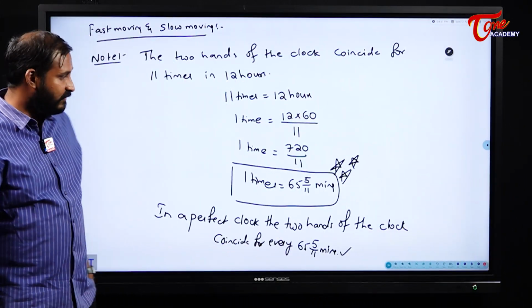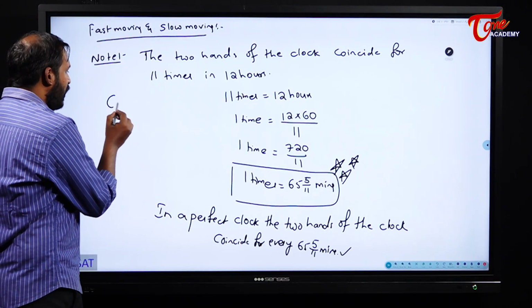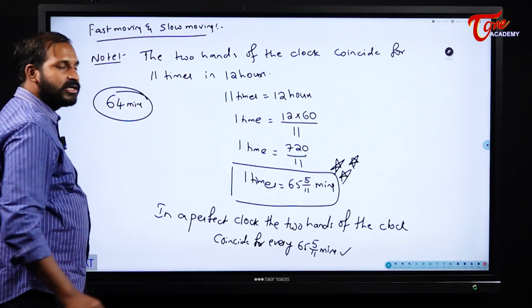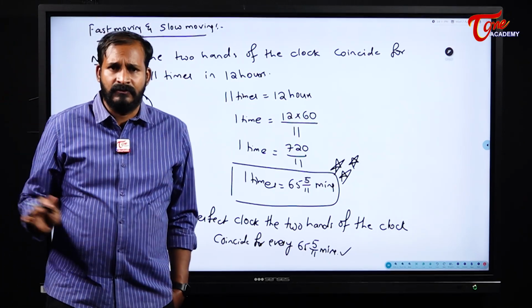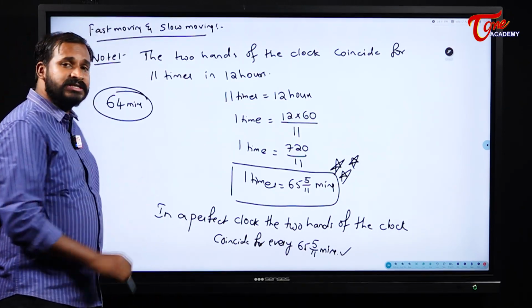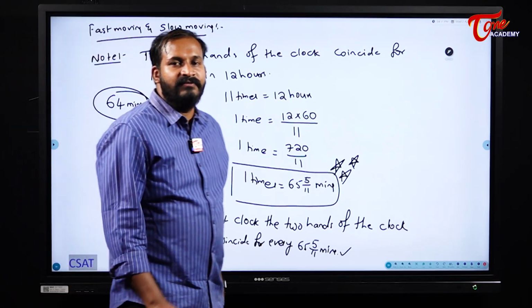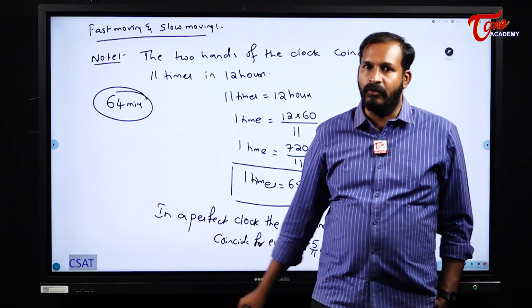Now from this, tell me, if the two hands of a particular clock coincide in only 64 minutes, now tell me whether it is fast moving or slow moving.